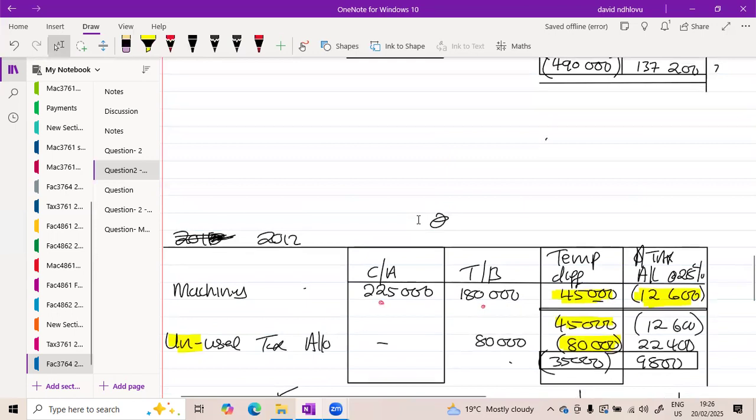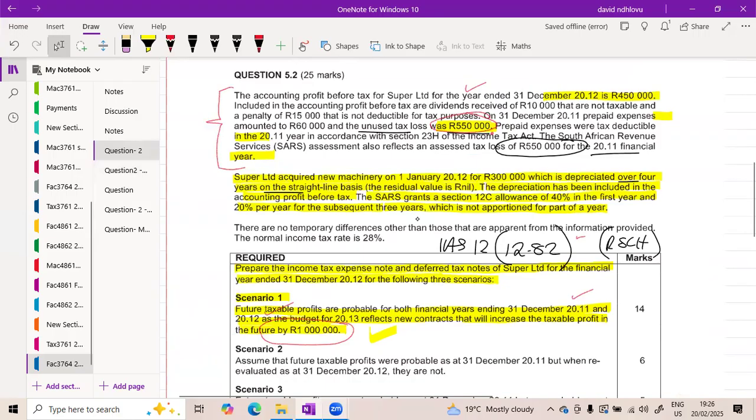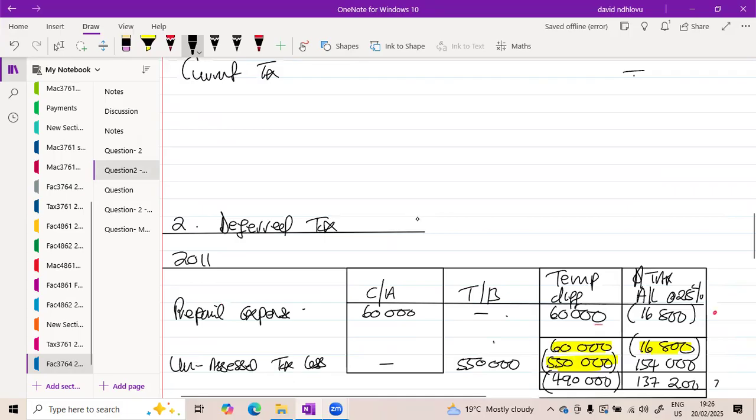Right, when it comes to unused temporary differences, this scenario is the easiest, where the question tells you that both the prior year and the current year, you are guaranteed future taxable profits. So I want you to be very clear on this one, because the next one will be slightly more complicated than this one. If you have a question, please ask.